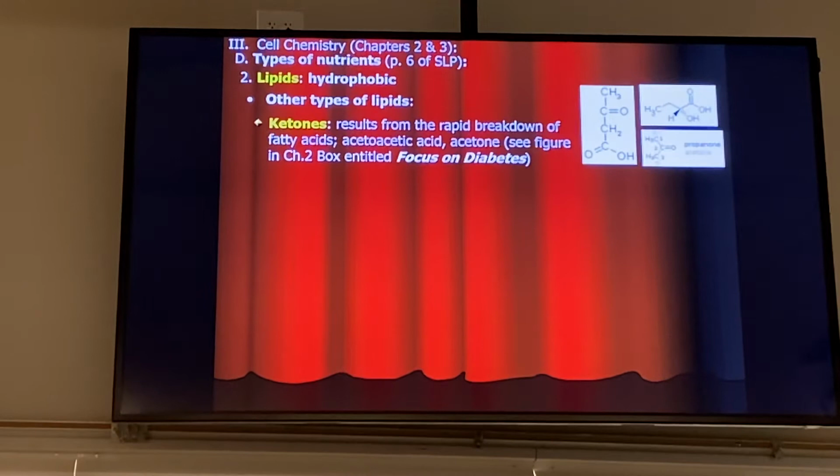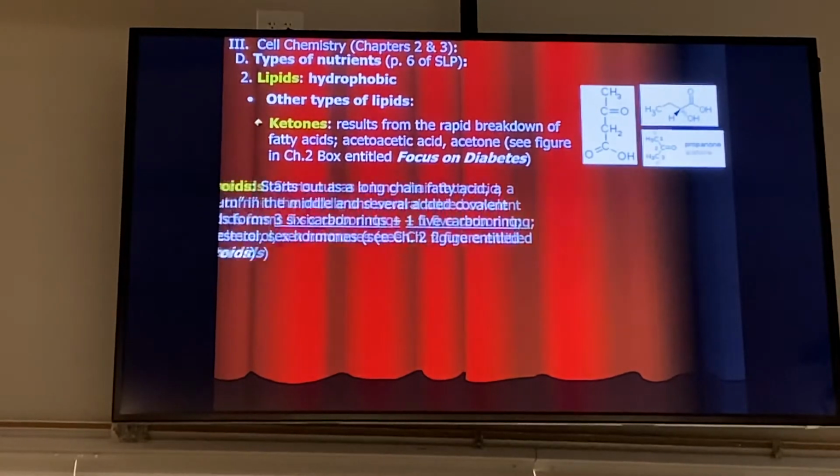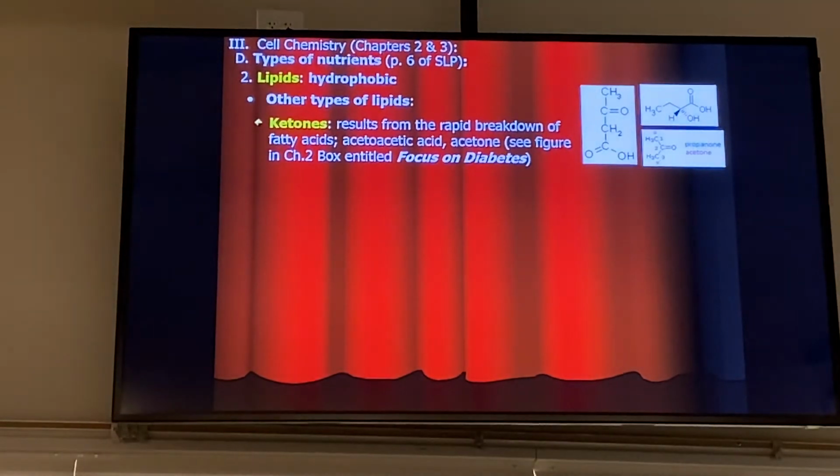Again, the lipids are hydrophobic except for one example. Other types of lipids are ketones. Ketones are acidic, and diabetics tend to have high ketones. You might actually hear the term diabetic ketoacidosis, because ketones are acidic. Write that next to that diamond. Ketones are acidic. Diabetic ketoacidosis. And in the textbook, there is a little box that will discuss that. Focus on diabetes.